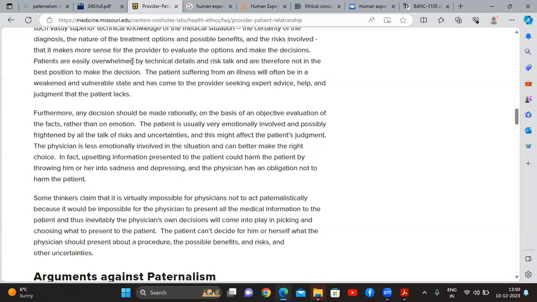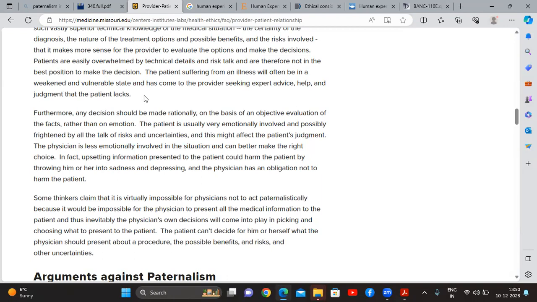So patients, they are easily overwhelmed by technical details and risk talk and are therefore not in the best position to make the decision. So ये है argument for many a times you see you have patients who are not literate. They know they have an issue, but they're not very educated. गांव के कभी आते हैं या कोई किसी ऐसे घराने का जिनको ज्यादा समझ या पढ़ाई नहीं है, उस वक्त क्या आप करेंगे? अगर आप उनको वो बोलेंगे जो रिस्क्स है और पूरा इंफॉर्मेशन देंगे तो वो तो डर जाएंगे। तो उस वक्त arguments for paternalism are used in favor of that you will have to make some decisions on your own. You can't take the complete control, मगर some control you'll have to take.